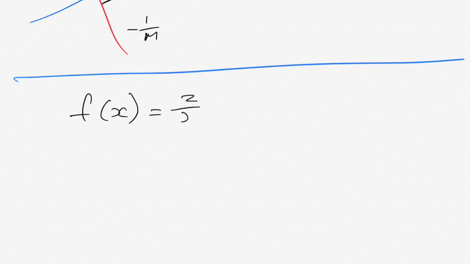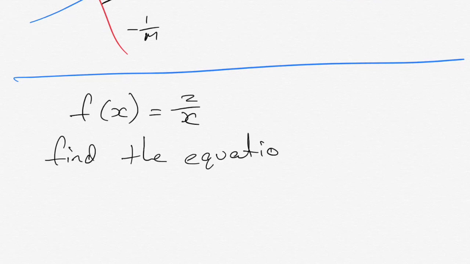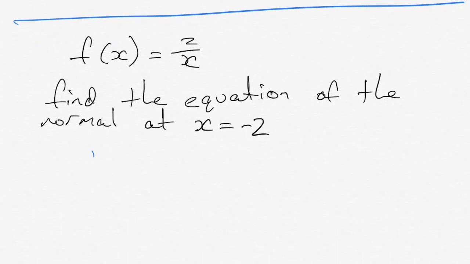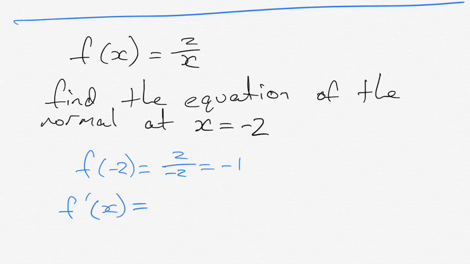Let's have a look at the function f of x is equal to 2 over x, and our challenge is to find the equation of the normal at x equals negative 2. So the first thing I'm going to do is plug negative 2 in as x. That gives me 2 over negative 2, which simplifies to negative 1. That's my y value, essentially. Let's also find the derivative of f, so that we can plug negative 2 into that.